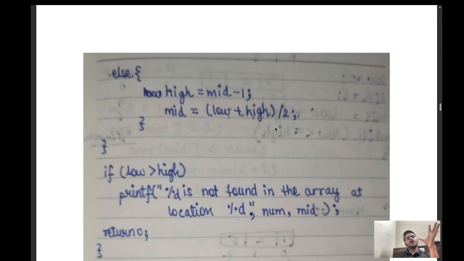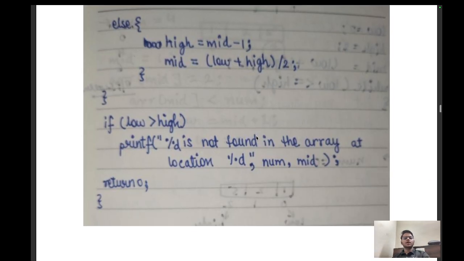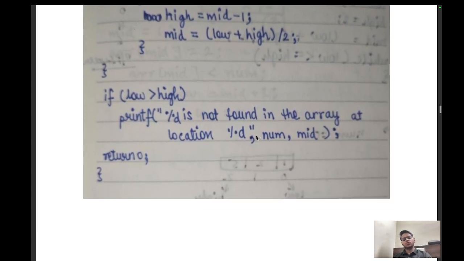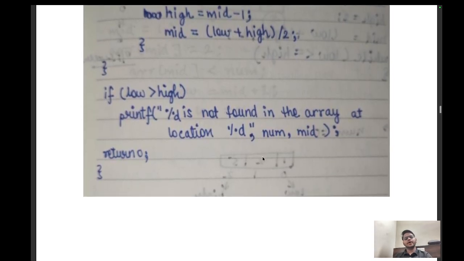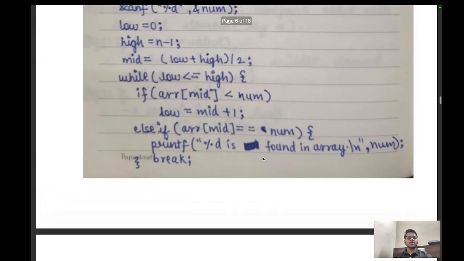For example, if you have 10 elements, then high is at 9. You are changing it to mid minus 1, which is the fourth element, right? And mid equal to low plus high by 2. So we will again update the mid, and we will again search for the element here.